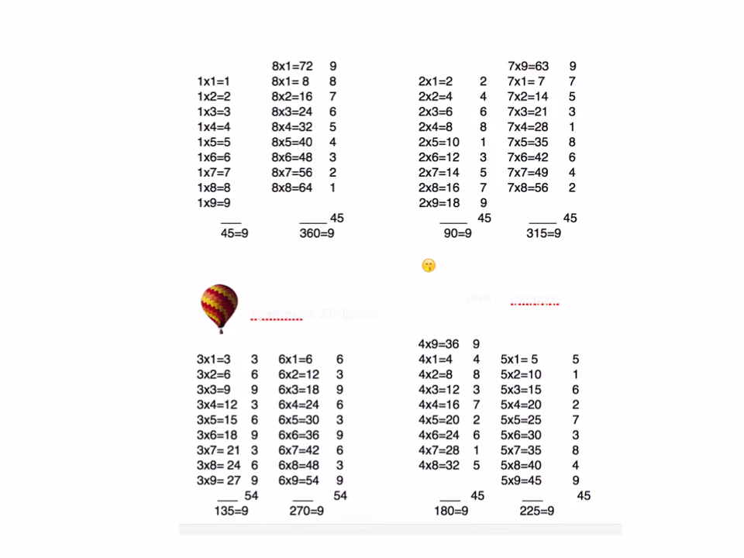1 times 1 is 1. 8 times 1 is 8. 1 times 2 is 2. 8 times 2 is 16, which is a 7. As we continue, 3 goes to the 6, 4, 5, 5, 4, 6, 3, 7, 2, 8, 1. And the 9s are on the outside.